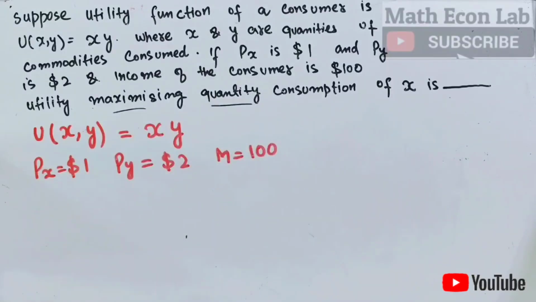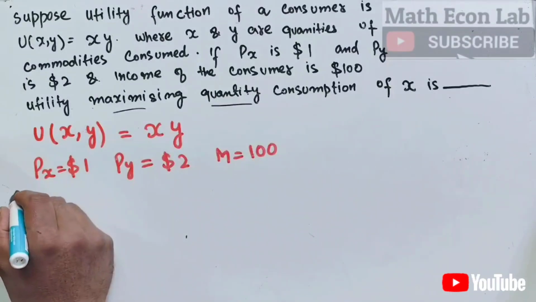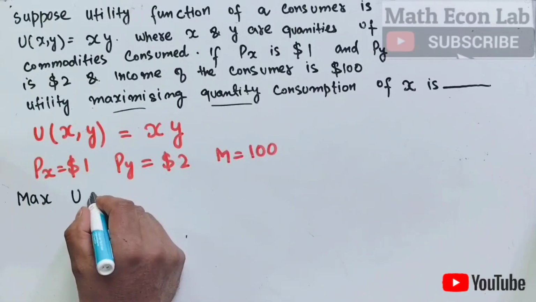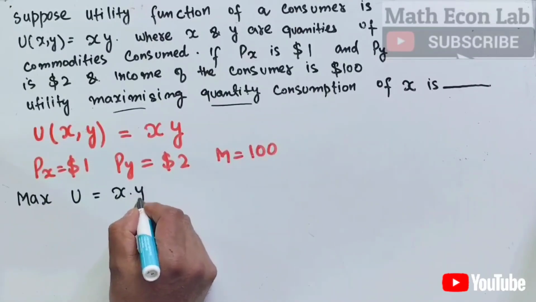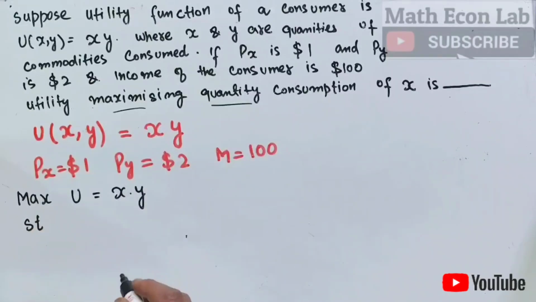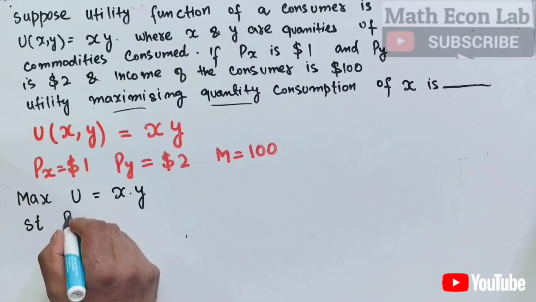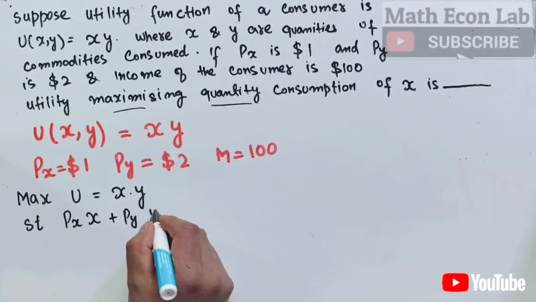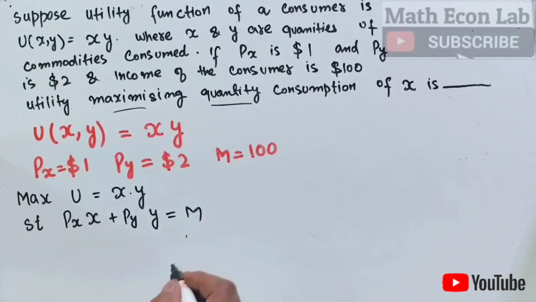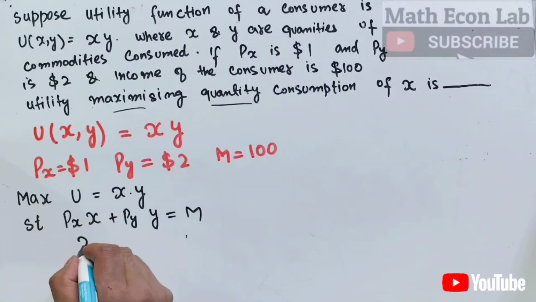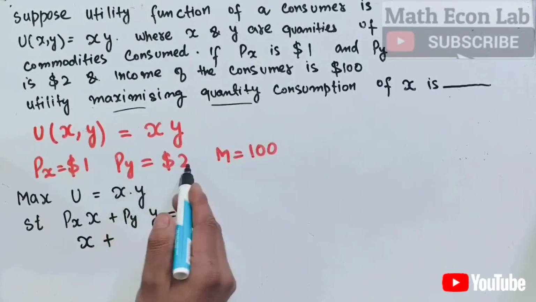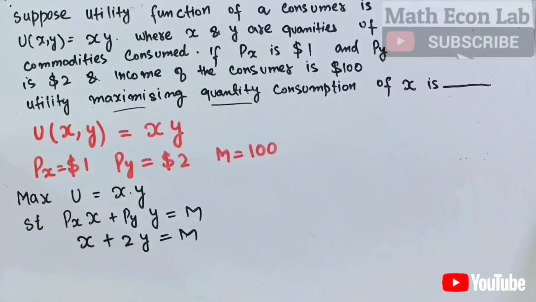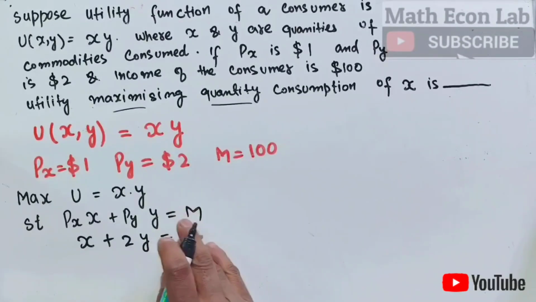So that means our endeavor is to maximize the utility of the consumer, that is equal to X times Y, subject to the budget constraint that he is facing. What is the budget constraint? That is, price of X times units of good X plus price of Y times units of good Y should be equal to the income of the consumer. Price of X is 1, so we can write X here, plus price of good Y is 2, so we can write 2 times Y should be equal to the income of the consumer, which is given here as 100.